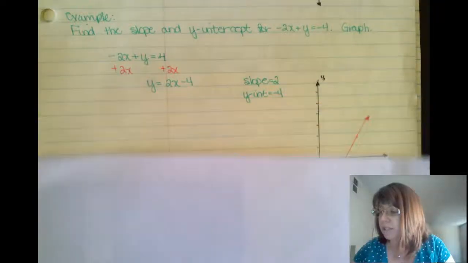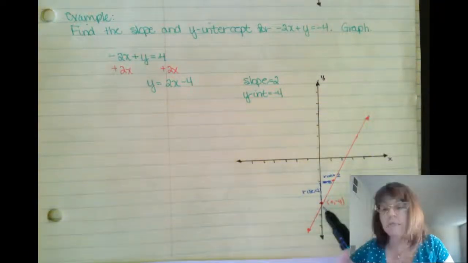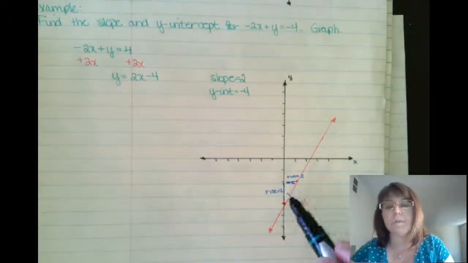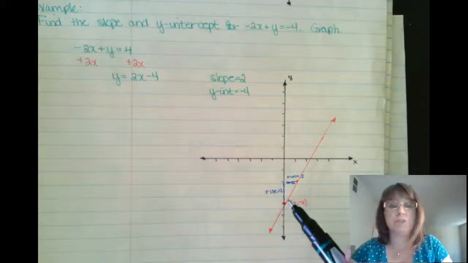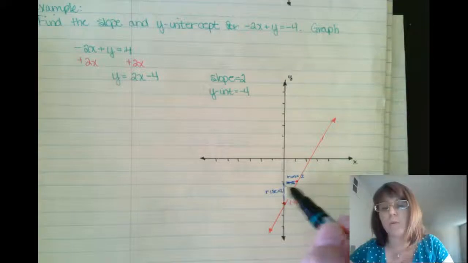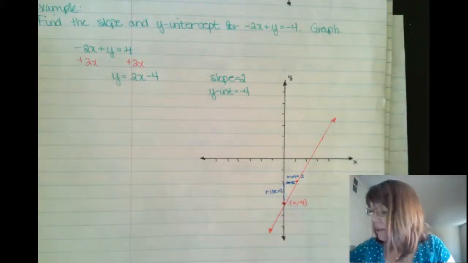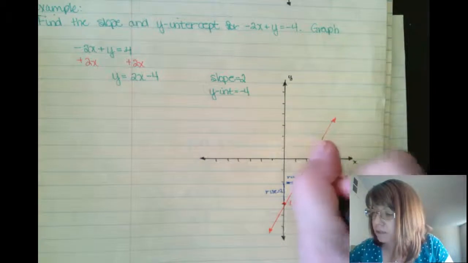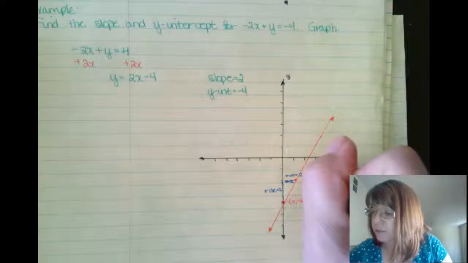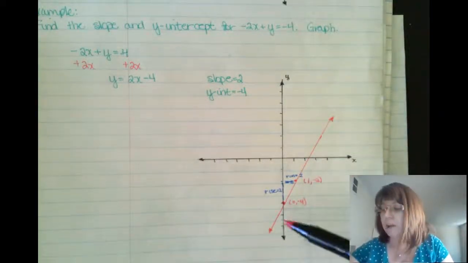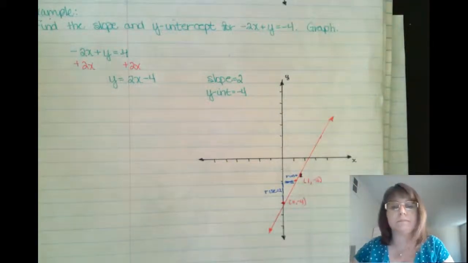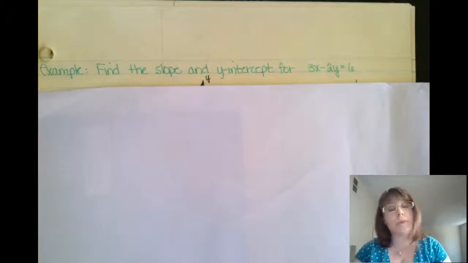Using that information, I plot (0, -4). Using my slope, remember, a positive 2 is really 2 over 1. So I'm going to go up 2 and 1 over. And my next point will be (1, -2). So remember, I went up 2 and 1 over. Let's try this next example and work through it together.